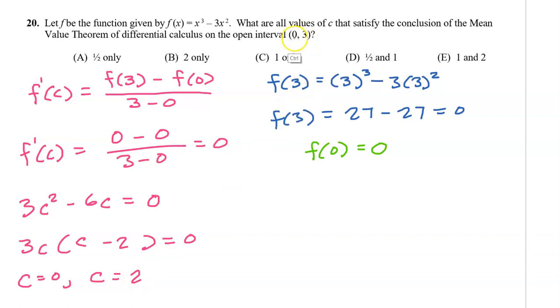Oh yeah, so one of these will be eliminated because we have the open interval from 0 to 3, meaning that 0 itself is not included in the interval. So that one's gone. Kabam! That just leaves c equals 2 only. So the answer is B.